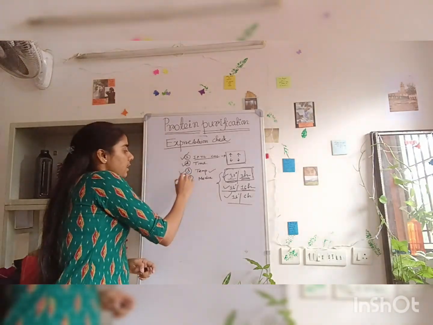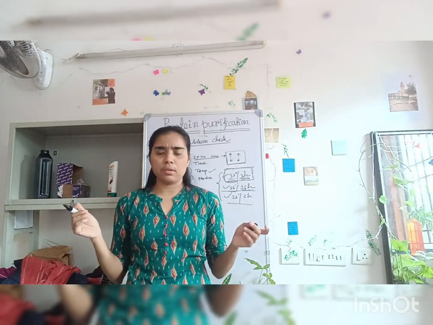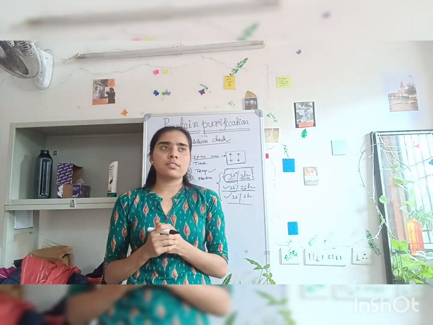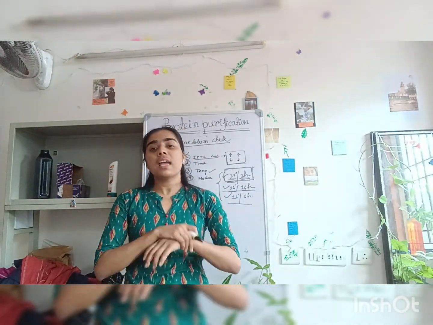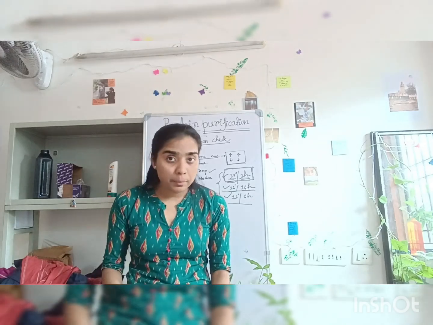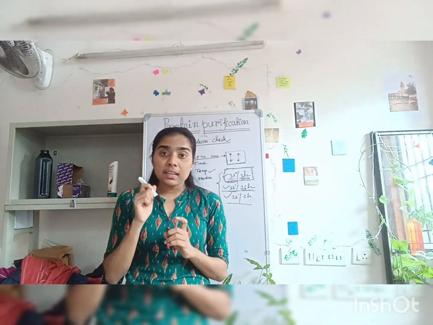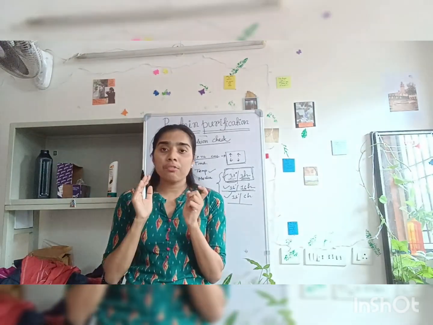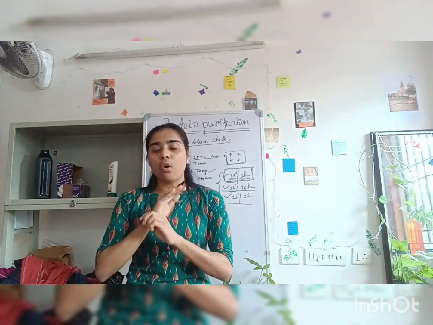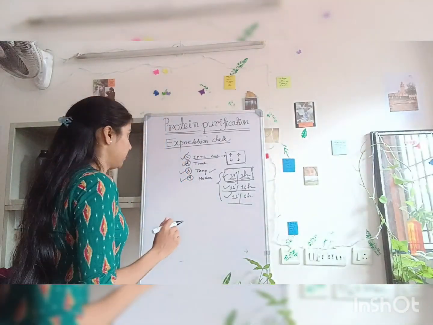Now one other thing is the media. Some people use LB, that is Luria broth, and some people use TB. There are different kinds of media. You can use any media, but you have to optimize in which condition your protein yield is higher, your protein is not degraded, your protein is properly folded, and activity is also maintained. All these things you have to optimize first, and then you go for the protein purification step.